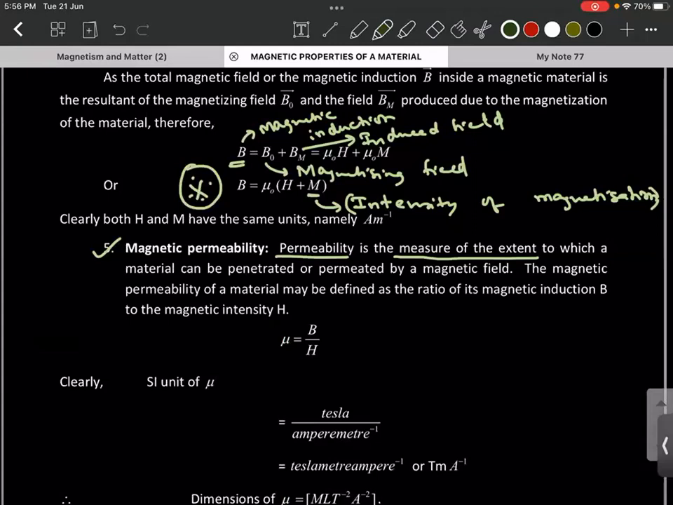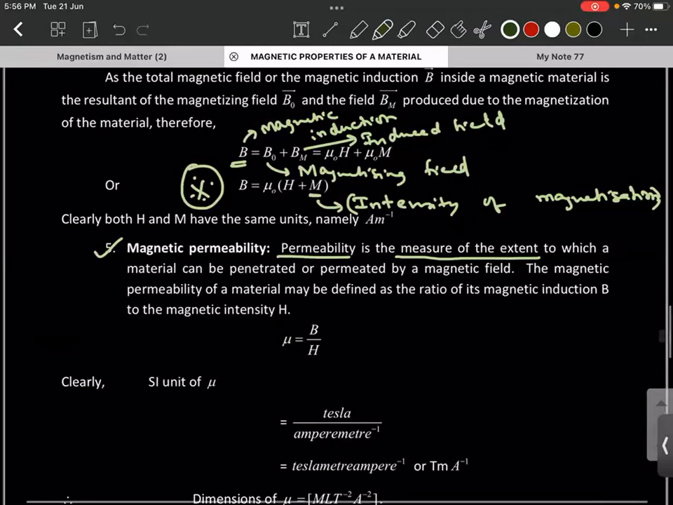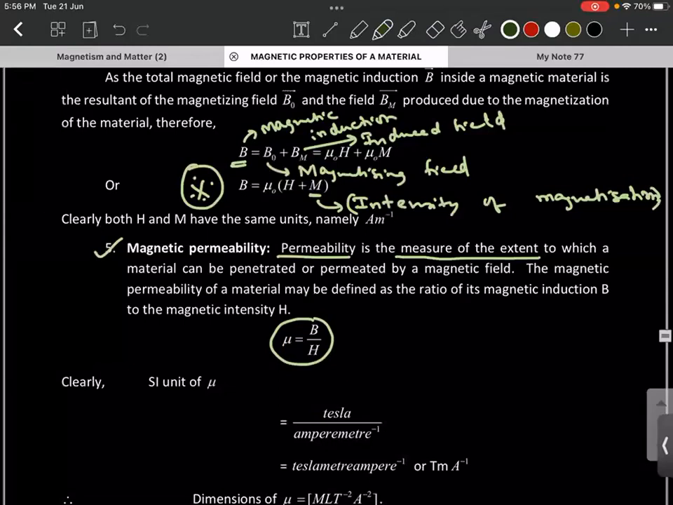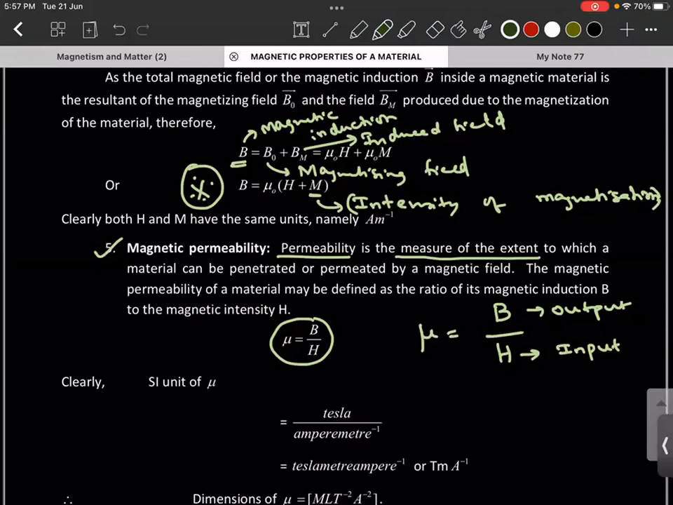Next is magnetic permeability. Magnetic permeability is the extent to which a material will allow a magnetic field to penetrate through it. You can define it as the ratio of magnetic induction to the magnetizing field intensity. Magnetic induction is the output, and the magnetizing field is the input. So B divided by capital H is mu.